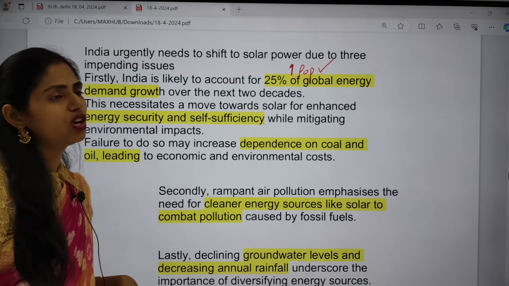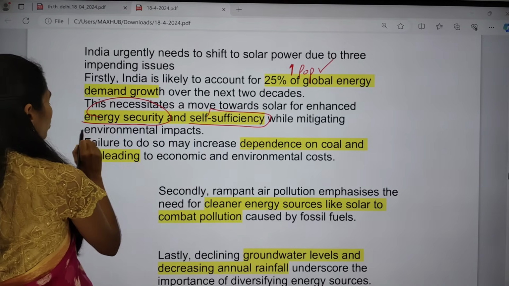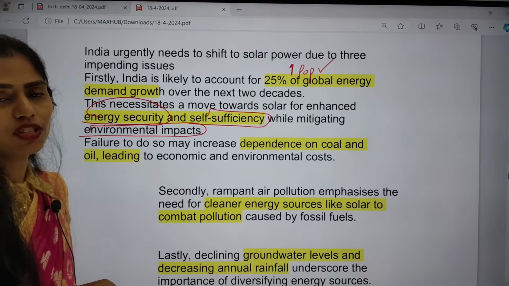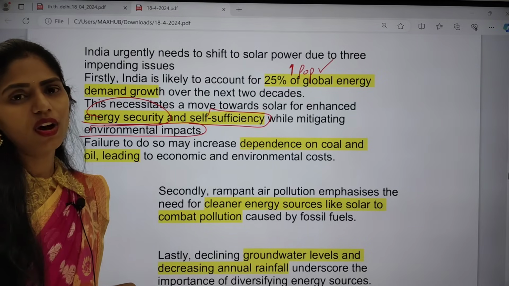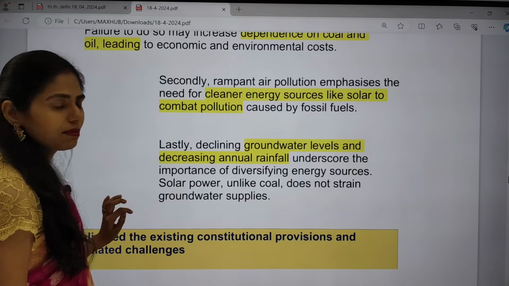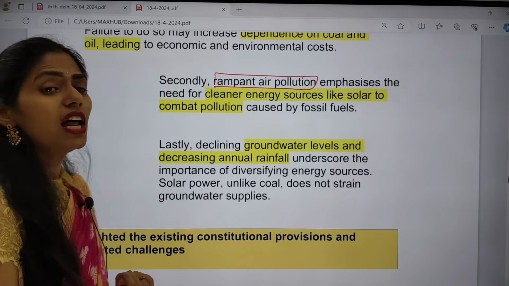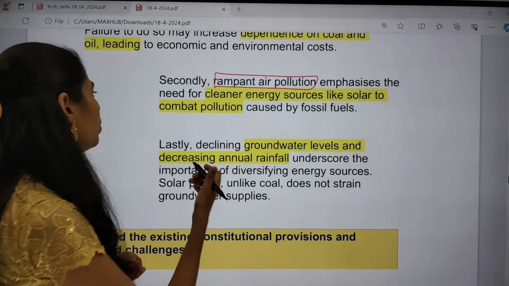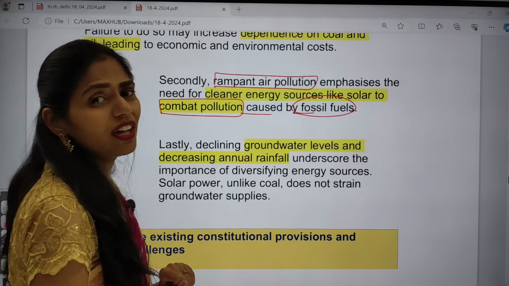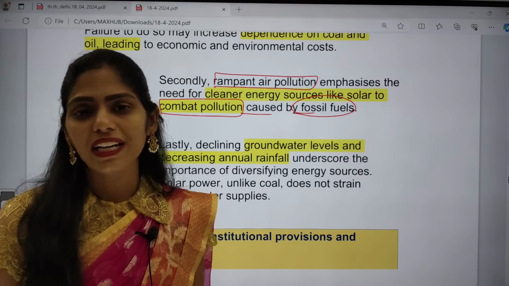So we can move towards solar power for enhanced energy security and self-sufficiency, so that we can also reduce environmental impact. How? We can decrease the dependence on coal and fossil fuels, decreasing environmental cost as well as economic cost. The next important issue is air pollution. Rampant air pollution emphasizes the need for clean energy sources. By depending on solar energy, we can combat pollution caused by fossil fuels, save our environment, and reduce carbon dioxide emissions, so that we can achieve our target of carbon neutrality by 2070.